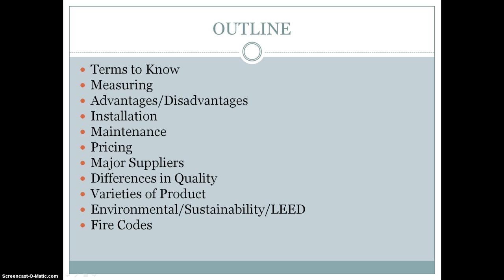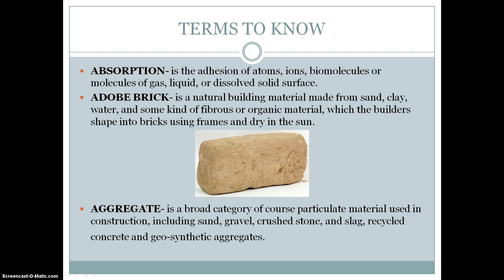So here I have outlined what we're going to discuss. We have the terms to know, measuring, advantages, disadvantages, how to install it, the maintenance, pricing, major suppliers, differences in quality, varieties of product, environmental, sustainability, and LEED, and then the fire codes. So we have a lot to get through, so let's just get started.